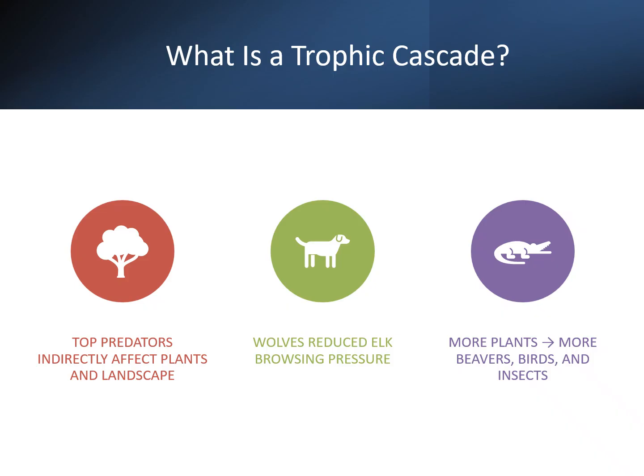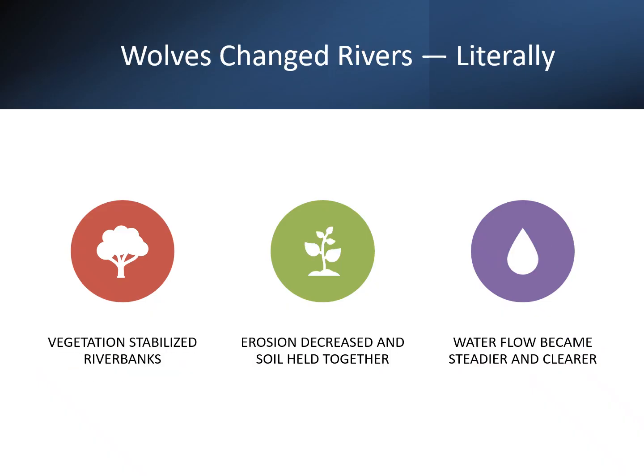So this process is a classic example of what ecologists call a trophic cascade, when changes at the top of the food chain ripple all the way down to plants, soils and even the shape of the land. By reducing elk pressure, wolves indirectly allowed more vegetation to thrive. More plants meant more insects, more birds, and even the return of beavers, who hadn't been able to find enough wood for decades. So here's where the story gets incredible.